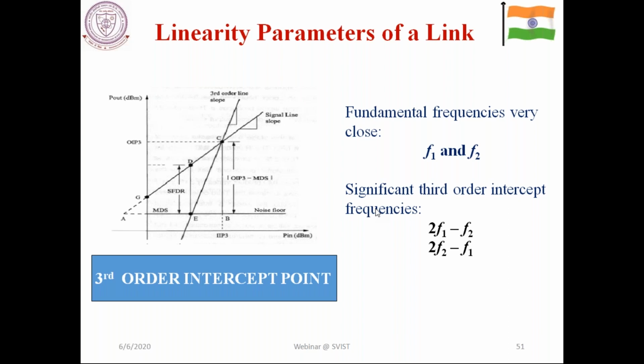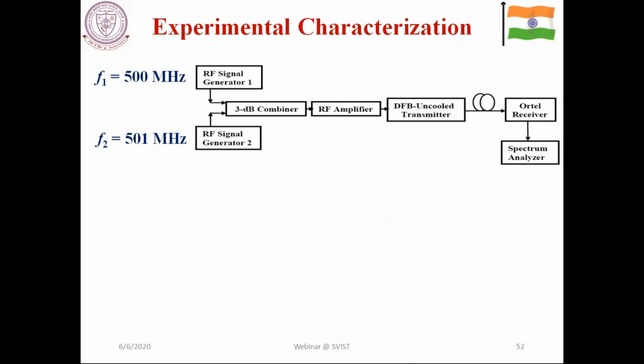Let me explain it with a simple example, which will be easier to understand. Suppose this is the experimental characterization to determine the third order intercept point. With signal generator 1 and signal generator 2, you generate two distinct frequencies, F1 and F2, which are 500 megahertz and 501 megahertz respectively. So 2f1 minus f2 will be 499 and the other one will be 502. The combiner mixes the two signals, and then you amplify the signal.